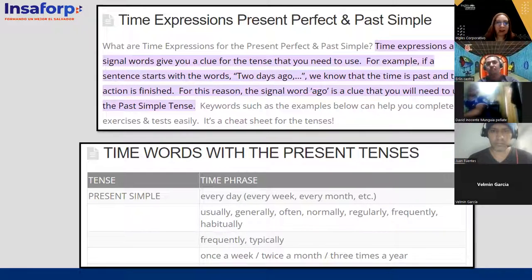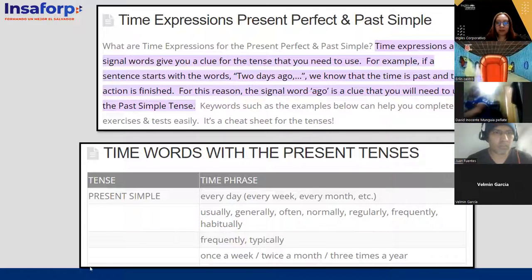Well, normally I don't do exercise, right? O puedo decir, I do exercise regularly. Dependiendo de lo que yo quiera transmitir, right? Todos estos son time phrases or time expressions. Para decir una vez, en vez de decir one time, vamos a decir once. Once quiere decir one time, o sea, una vez.